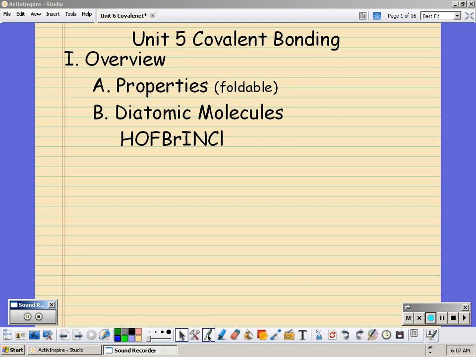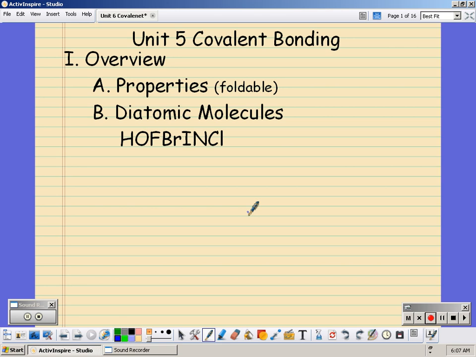Okay, Unit 5 is covalent bonding. Remember that covalent bonds share electrons and they're between nonmetals. That you should know from our previous unit. You should also know that ionic is metal and nonmetal, and they transfer electrons. You also still need to remember the properties of ionic. And then you have metallic, which is a sea of electrons, and that it contains just metals. And you need to still remember the properties that go along with metallic.